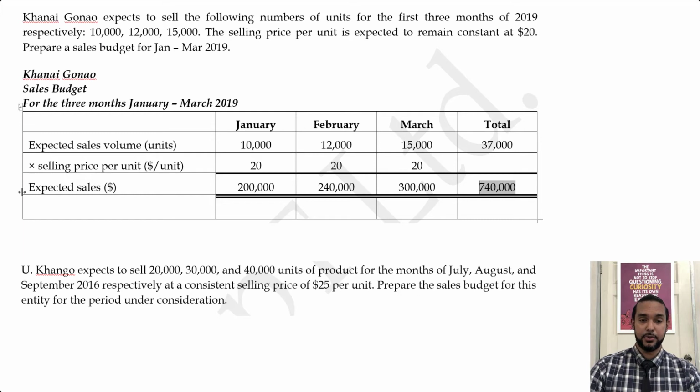Okay, so I want you to try. We just did Can I Go Now, so you're going to try You Can Go. So You Can Go expects to sell 20,000, 30,000 and 40,000 units of product for the months of July, August and September 2016 respectively at a consistent selling price of $25 per unit. You are to prepare the sales budget for this entity for the period under consideration. So I'd invite you to pause, try the question and unpause so we can correct. Okay, did you try it?